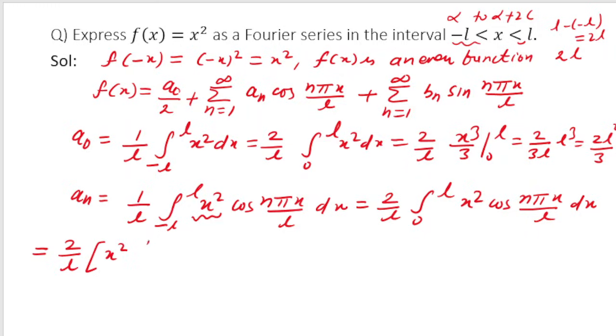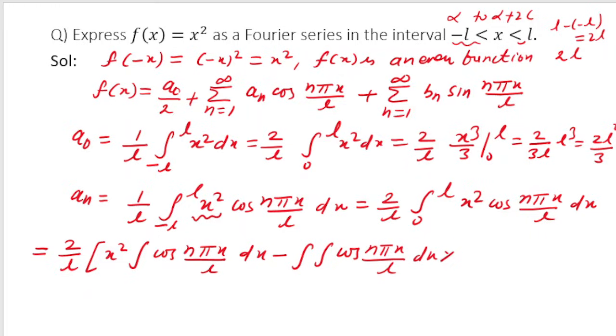First function, integration of second function, so cos n pi x by L dx, minus integration of second function, that is cos n pi x by L dx, into differentiation of first function, so d by dx of x square, and then this entire thing is integrated again, and the limit of integration is 0 to L. So I will be writing some of the terms directly now.